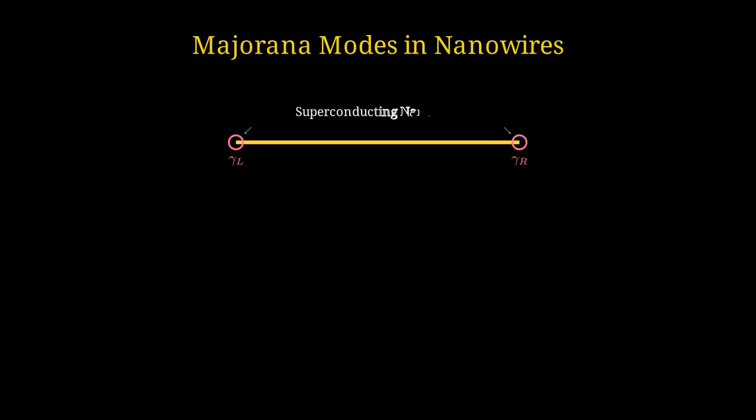Welcome to this deep dive into one of the most exotic phenomena in condensed matter physics, Majorana modes in nanowires, where we can create half a fermion at each end. Here we have a superconducting nanowire with Majorana-bound states at each end, labeled gamma L and gamma R. These are the exotic half fermions we will explore today.